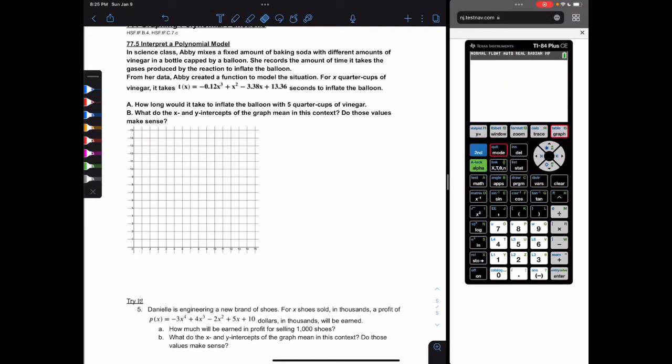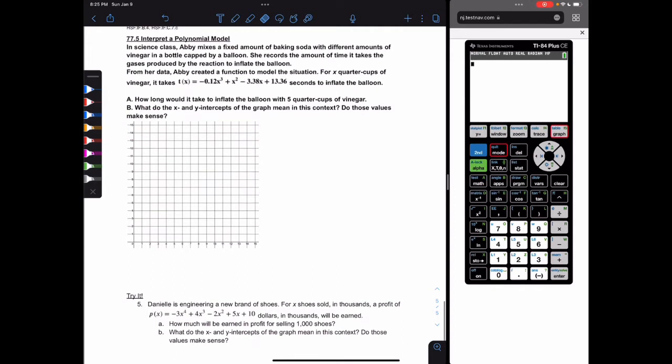Here we're going to look at topic 77, example 5, interpret a polynomial model. So in science class, Abby mixes a fixed amount of baking soda with different amounts of vinegar in a bottle capped by a balloon. She records the amount of time it takes the gases produced by the reaction to inflate the balloon. And from her data, Abby created a function to model the situation.